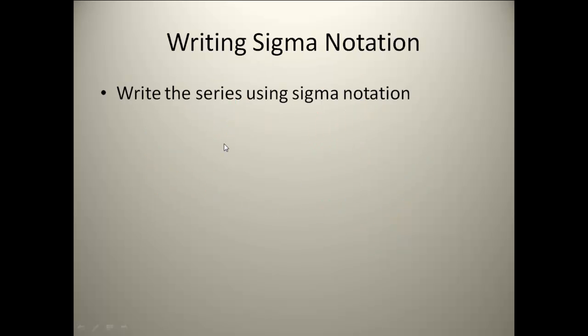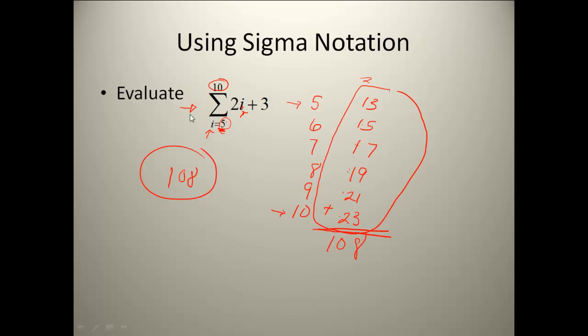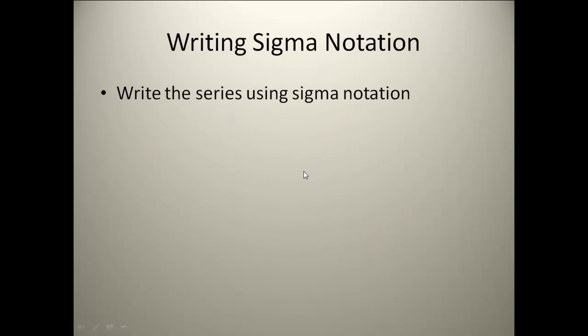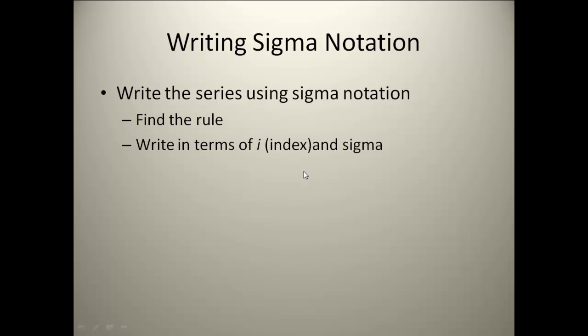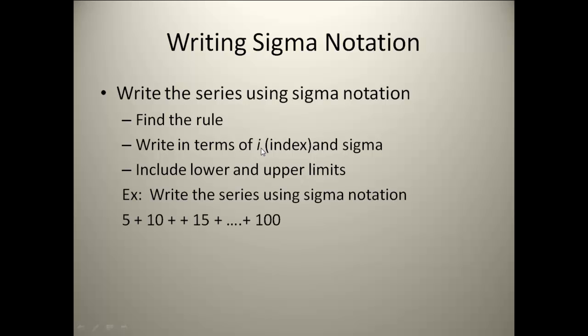Okay, we're also going to have to do the reverse of this, where we have to write the series using sigma notation. Now, if you look back at the problem that we just did, in order for us to evaluate it, we had to have a lower limit, an upper limit, and we had to have our rule. Well, we're going to have to be finding all of those things this time. Usually you want to find the rule first, and then you want to write it in terms of I, or whatever index you pick, and your sigma, and then you want to include your lower limit and your upper limit.